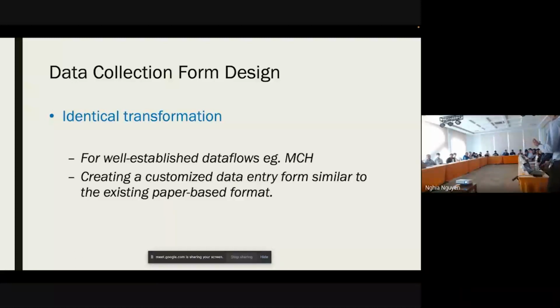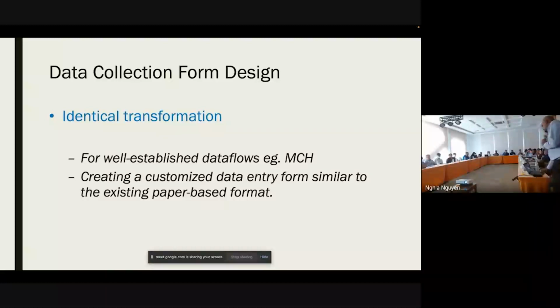This is mainly for the existing paper formats which have been there for a couple of decades and are well established. So here, when we try to introduce something digitally in DHIS2, we don't really try to change things too much, so that end users don't get confused and there isn't too much resistance again coming from the field and district level. So you have to be a bit more strategic when you are dealing with well-established paper formats, right?